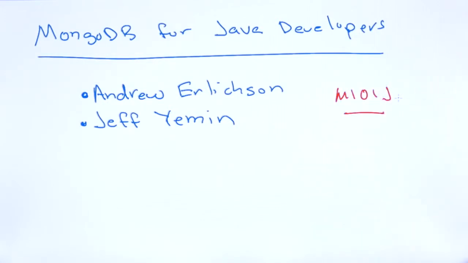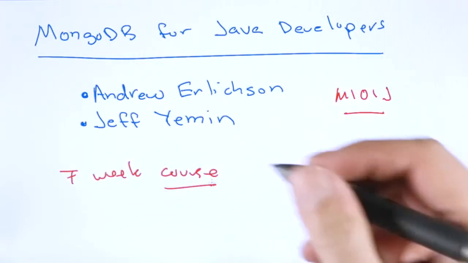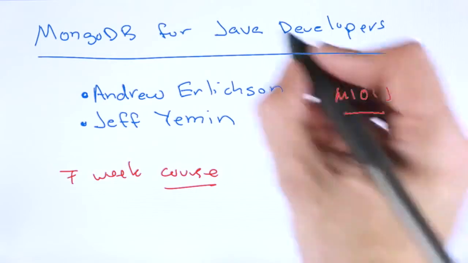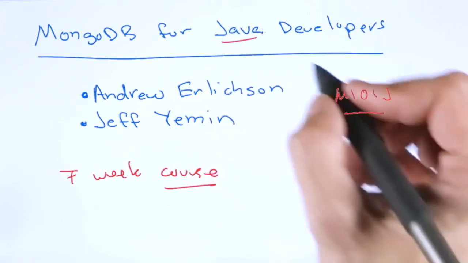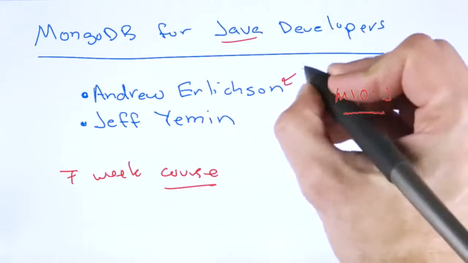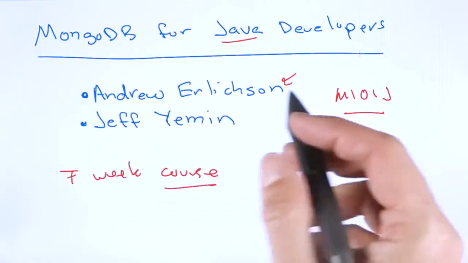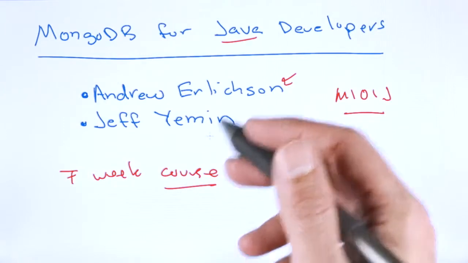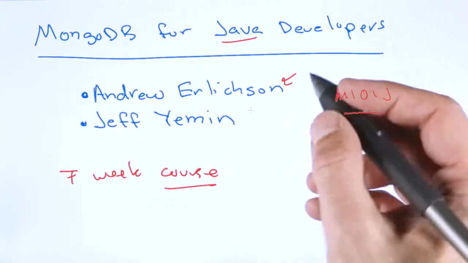m101j. This is a 7-week course to teach you everything you need to know to build applications backed by MongoDB in the Java language. Now, my name is Andrew Ehrlichson. That's me right here. And I'm the VP of Education here at m101j.